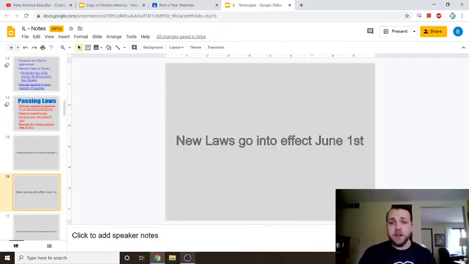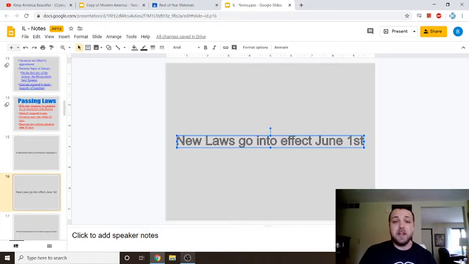New laws go into effect on June 1st unless otherwise stated inside the bill. So a lot of turnover in our government happens every June 1st as new laws go into effect.